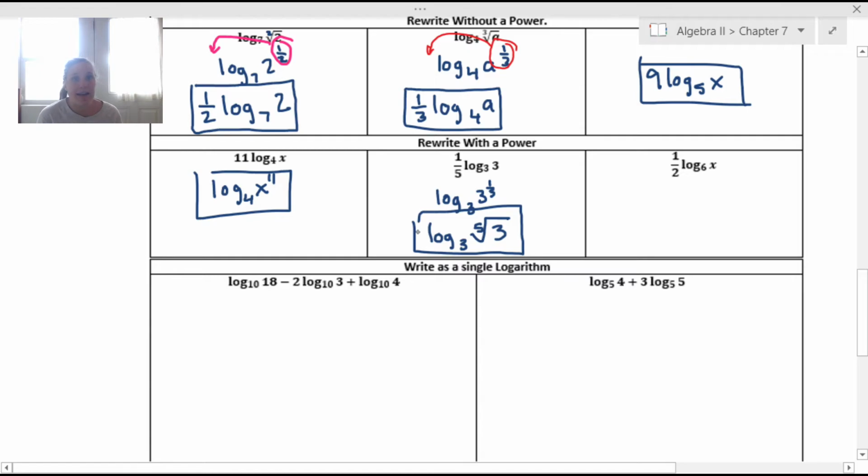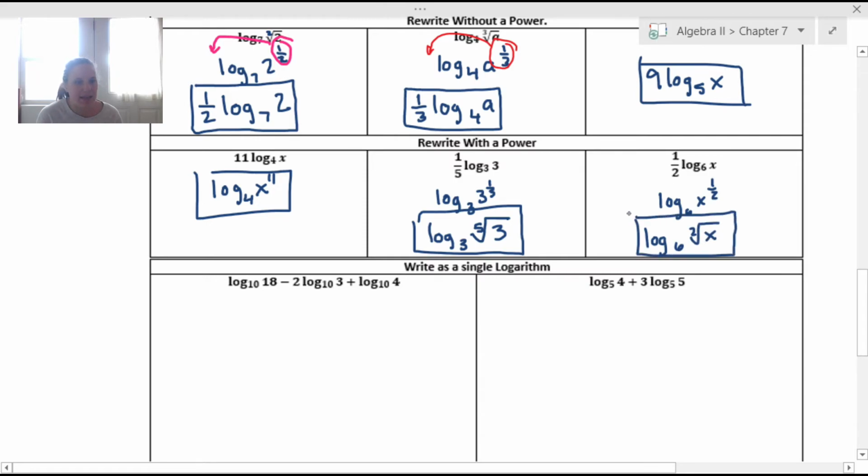All right, and again, I encourage you, pause it, try it on your own. This one is going to be log base 6 of x to the power of 1/2, and 1/2 is the square root. Log base 6 of the square root of x.